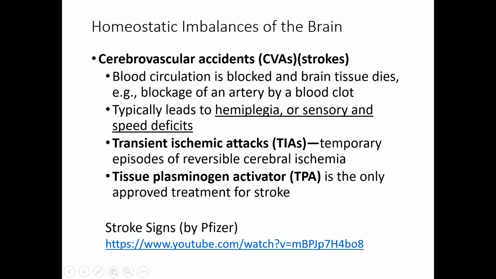You need to know stroke signs. There definitely will be question about stroke signs on your test, and here is a link. You can find that link in the PowerPoint, or just go on YouTube and type stroke signs by Pfizer.